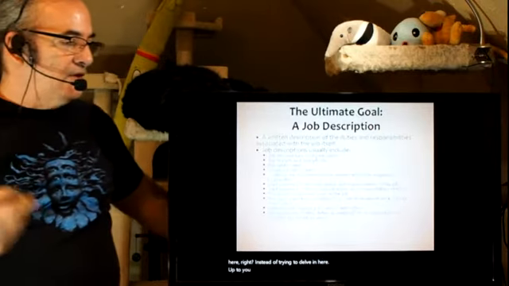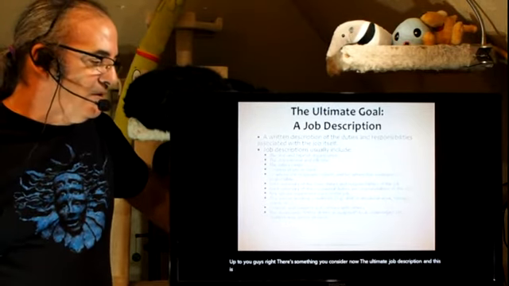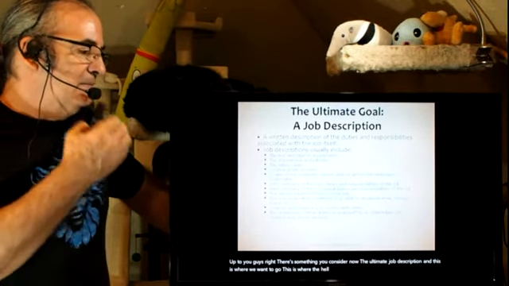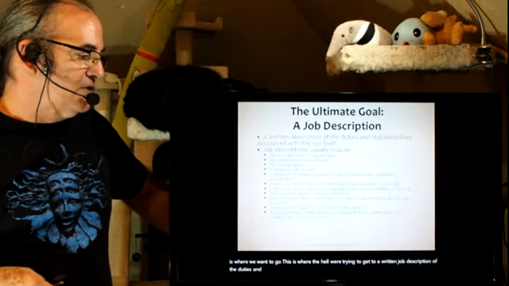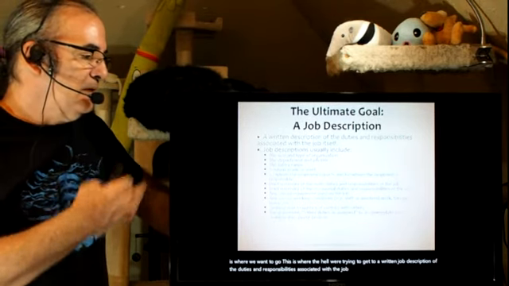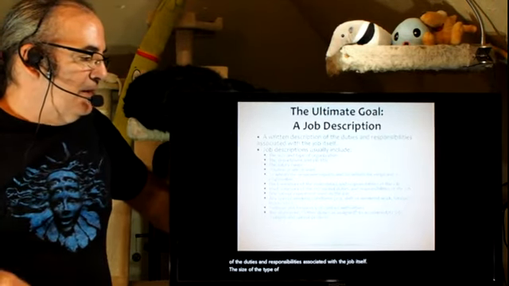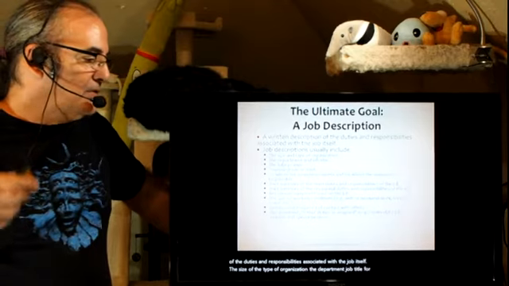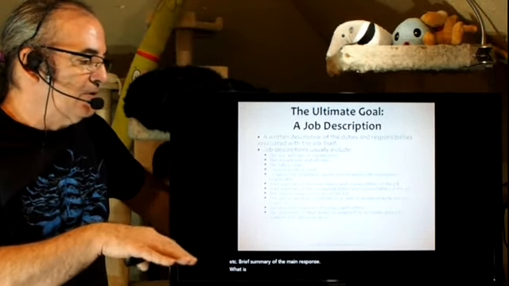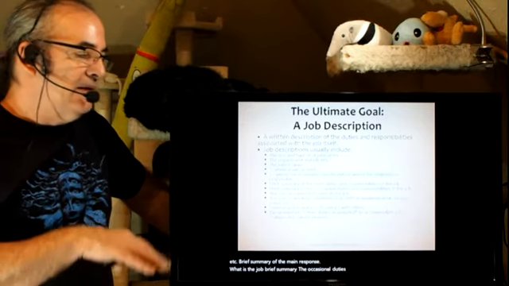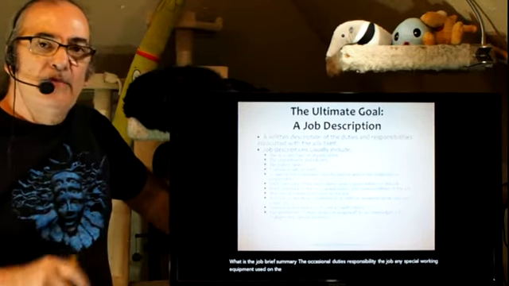Up to you guys. That's something to consider. Now, the ultimate job description, and this is where we want to go. This is where we're trying to get to. A written job description of the duties and responsibilities associated with the job itself: the size and type of organization, the department and job title, the salary range, the position, etc. A brief summary of the main responsibilities of the job, a brief summary of the occasional duties and responsibilities of the job, and any special working equipment used on the job. Why is that important?